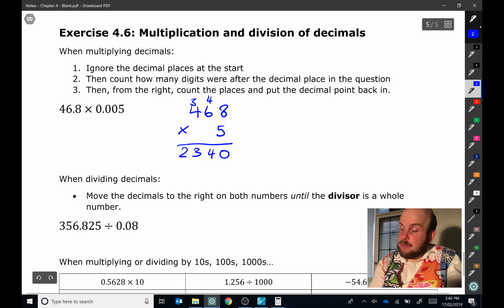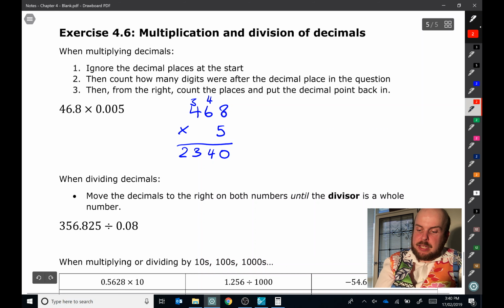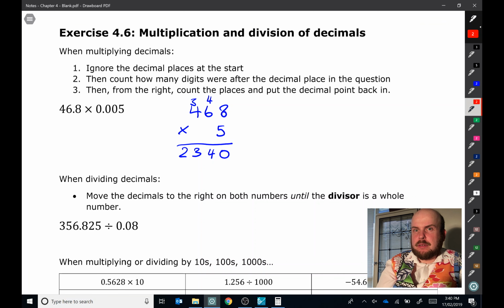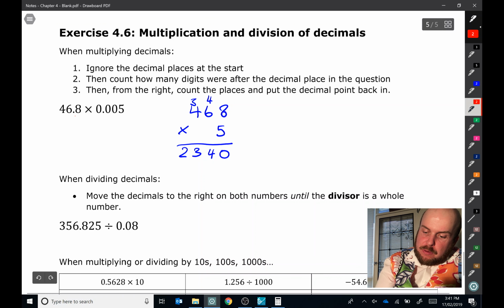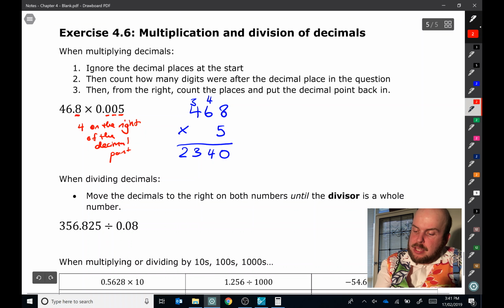And now what we do to put the decimal places back in is we count how many decimal places, or how many digits were on the right-hand side of the decimal points. So we've got 1 here, 2, 3, 4. So there were 4 on the right, and it's always on the right of the decimal point. And then we start from the right and make our way to the left. So we go 1, 2, 3, 4. Put our decimal point there.